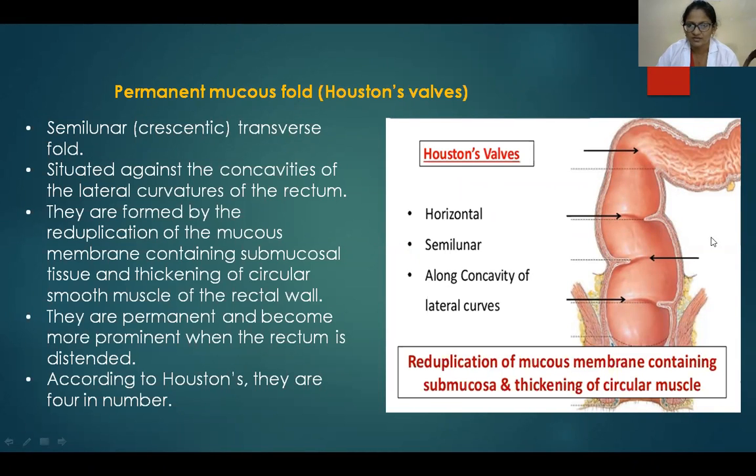These are the permanent mucosal folds. These are 4 in number. See how these are arranged. These look like semilunar or concentric transversely folded shapes. These are arranged transversely, and look concentric or semilunar in shape.